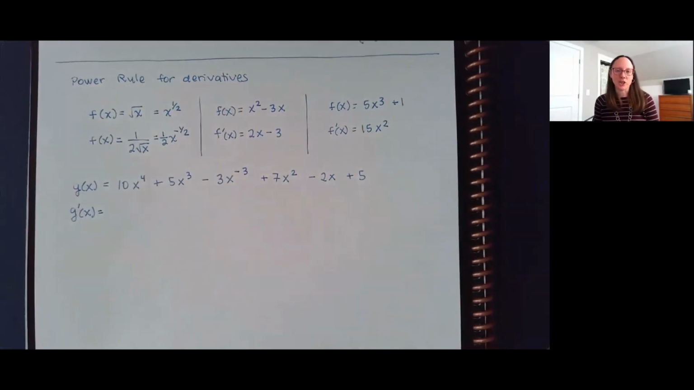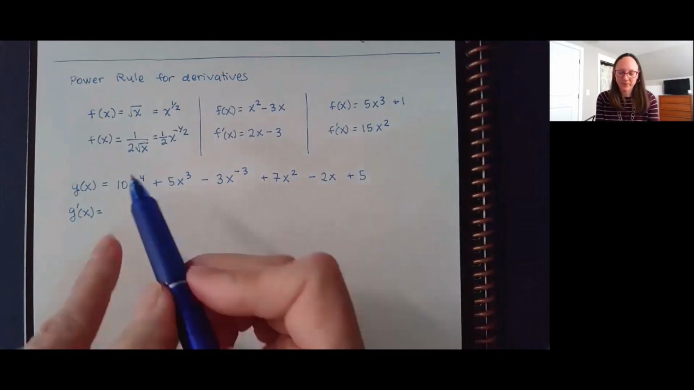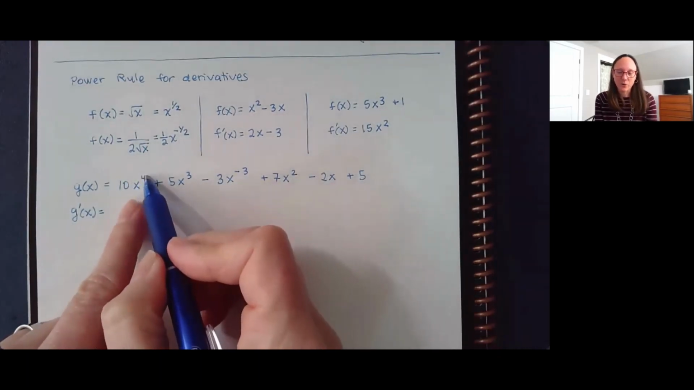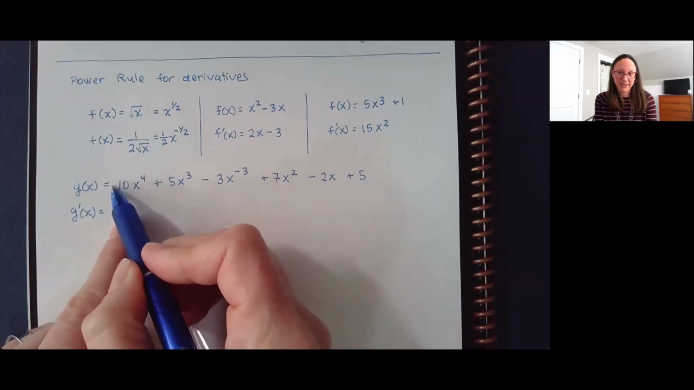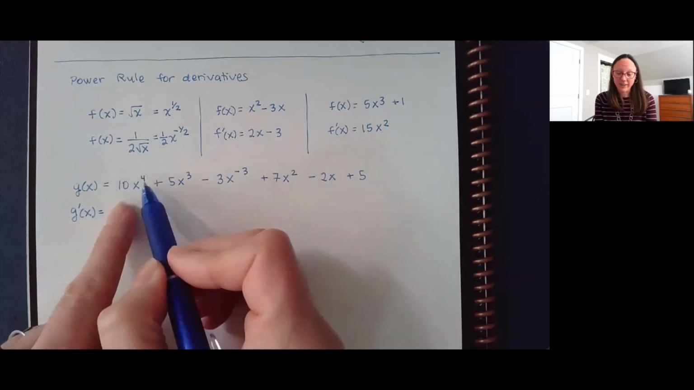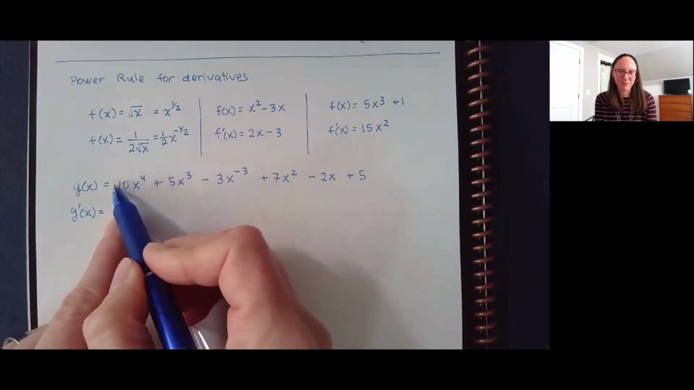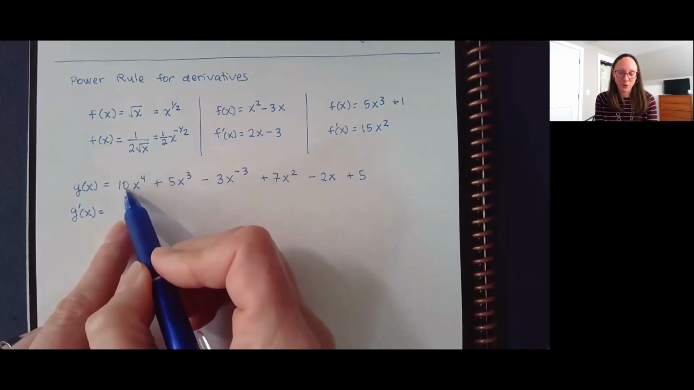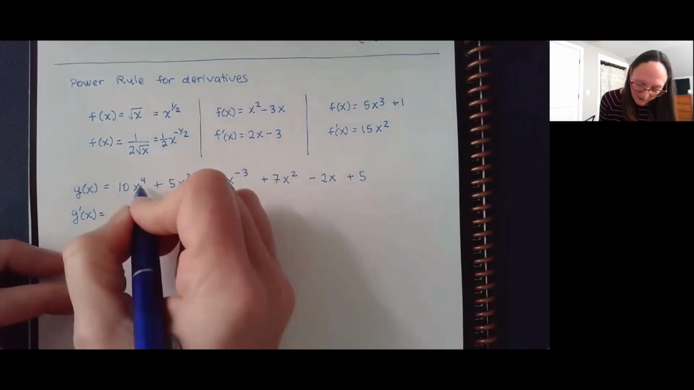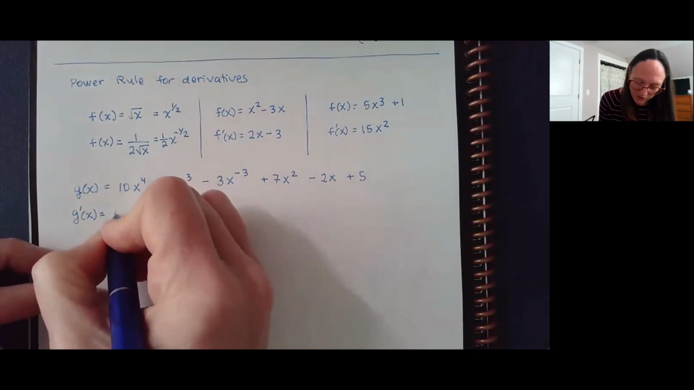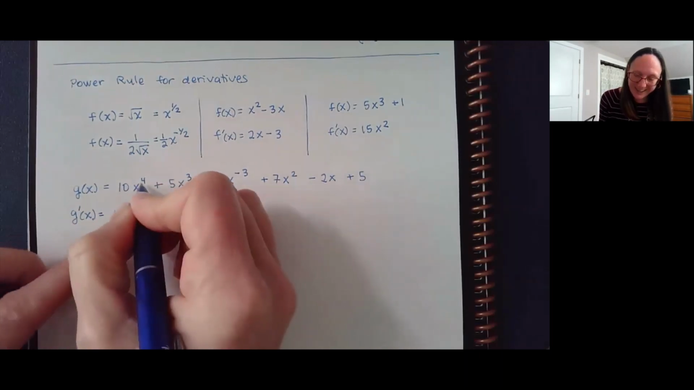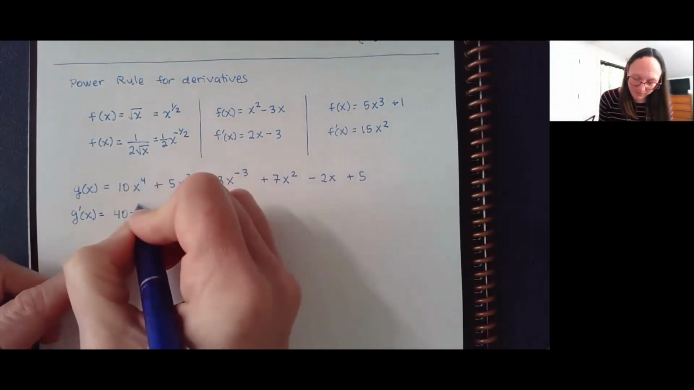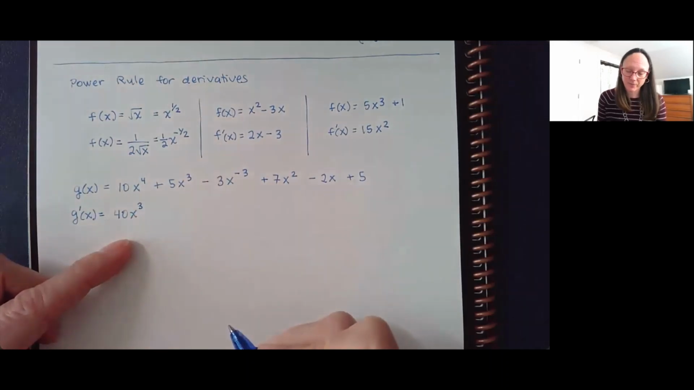The power rule in a nutshell says take the power on x, bring it down in front, multiply it by the coefficient. So I'd have 4 times 10, which would give me 40, and subtract 1 from the exponent. I'd have an x cubed.